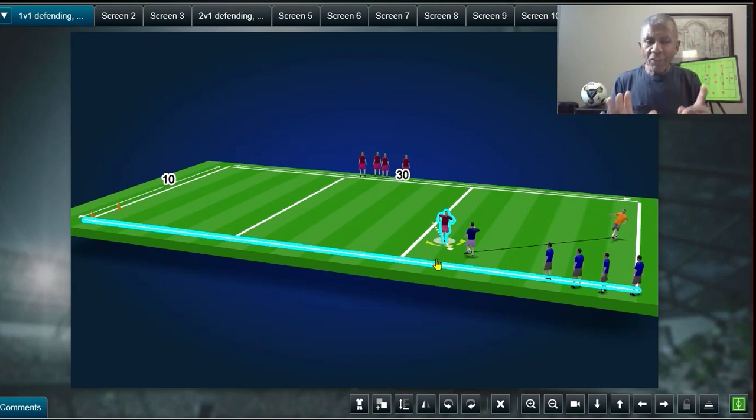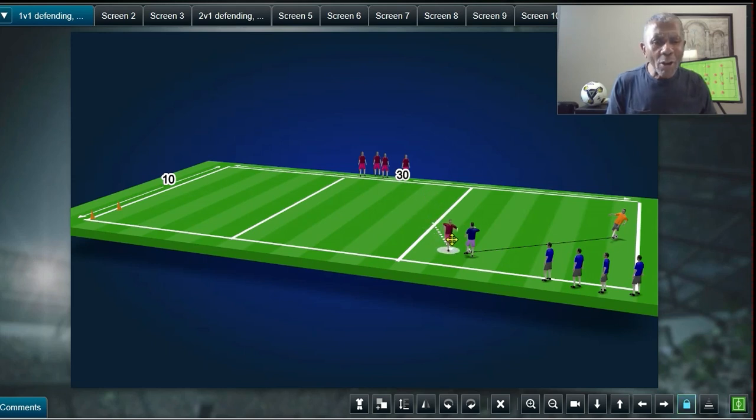The second important coaching point here is the angle of approach. Look over here, the angle is such that this player cannot go this way anymore. The attacker has to go the farthest way here, because he is being forced to go that way because of the angle of approach.